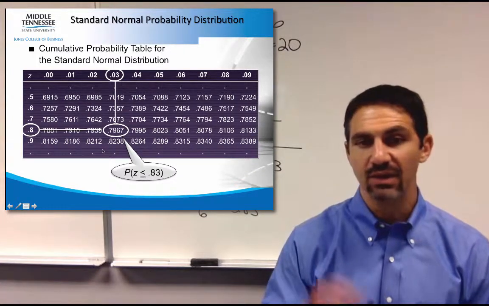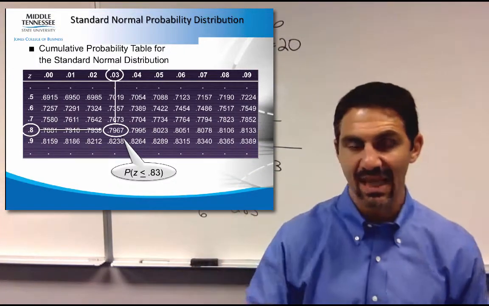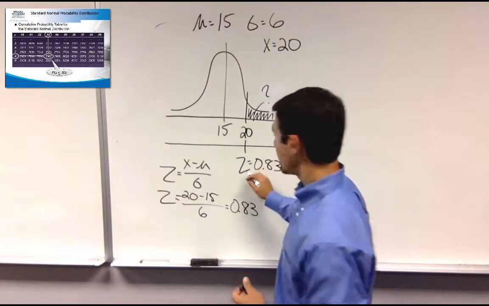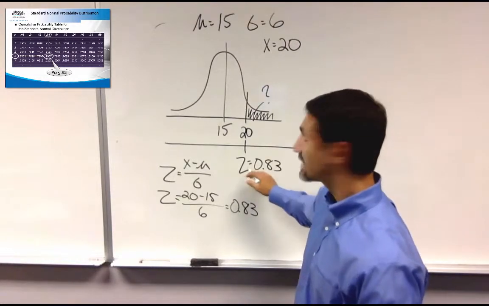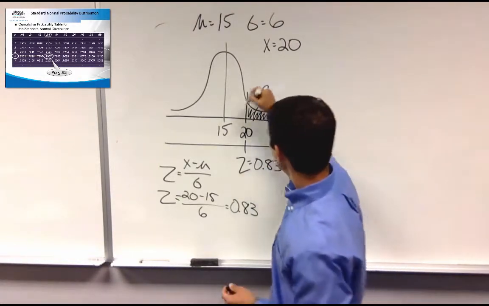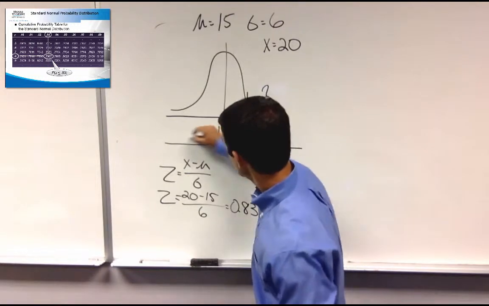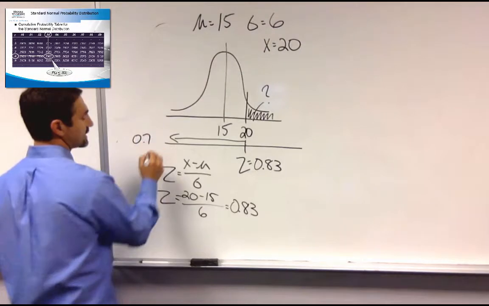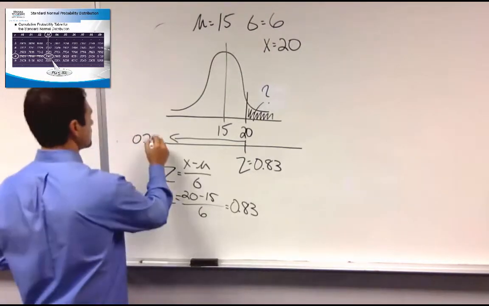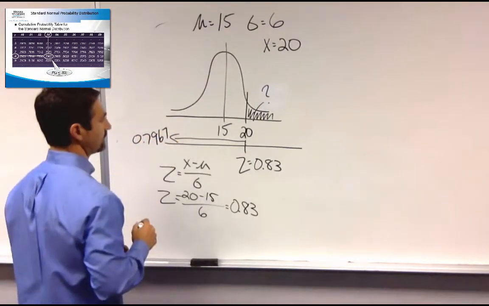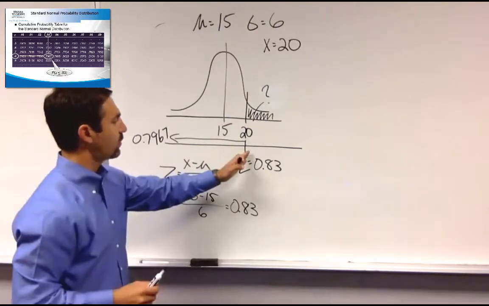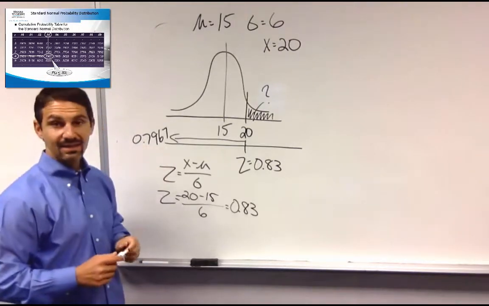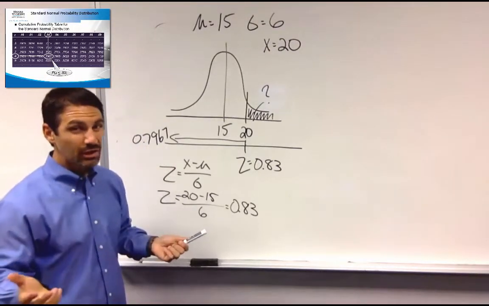Now, what does that tell you? That tells you the probability of being less than. Your table is always based on being less than. So in this case, with a z-score of 0.83, from this point to the left is 0.7967. So the probability of being 20 or less is 0.7967. But is that what we were looking for?